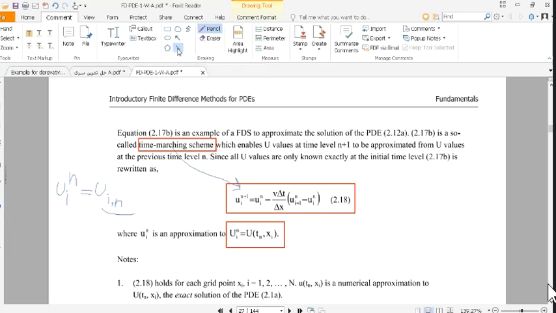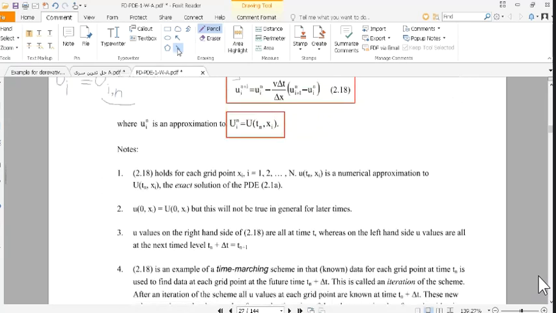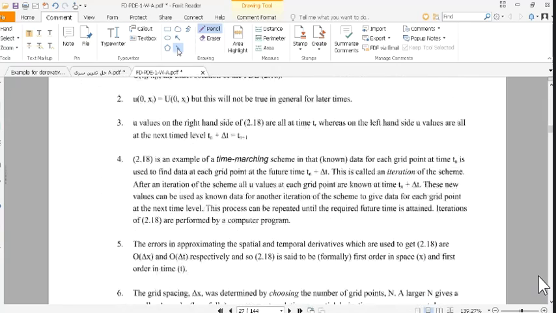Now, at this time this is a question. How do we use this 2.18 and compute the value of u at the mesh grid? For this session, it's enough, and for the next session, I try to explain this formulation and solve this problem.